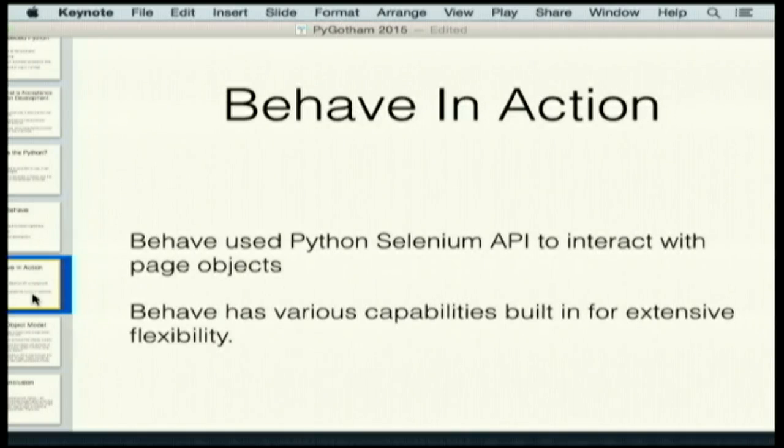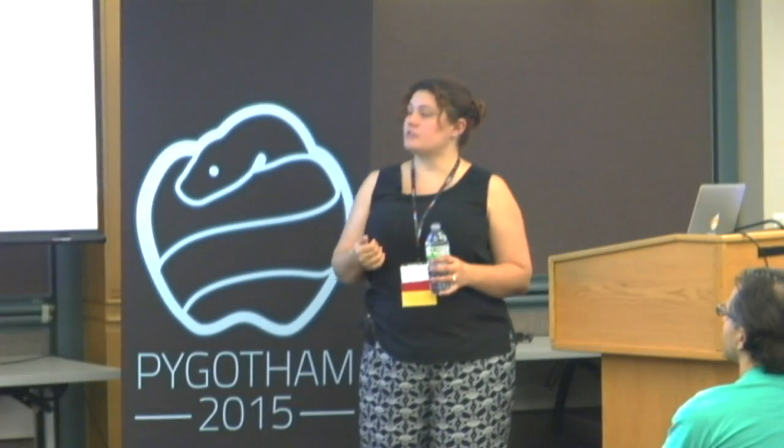So we're going to take a look at Behave in action. Now what Behave actually does is take the DSL, and then beneath the DSL uses Python and the Selenium API to interact with the actual page objects. And Behave has built within it various capabilities for extensive flexibility in locating things like drop-down menus, extra pop-down windows, and other sometimes more tricky things to test when you're writing an automated interaction for a front-end user interface.